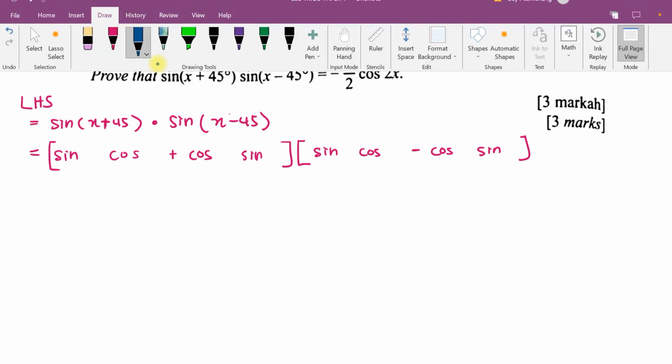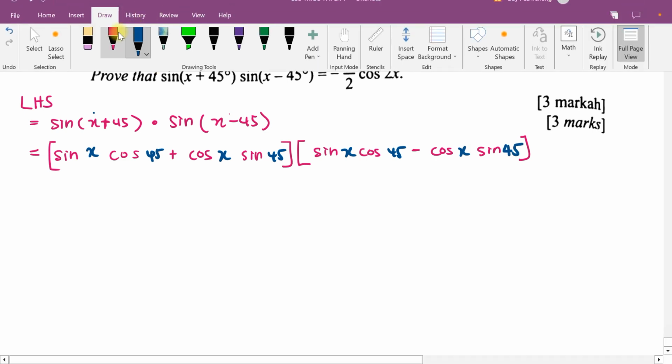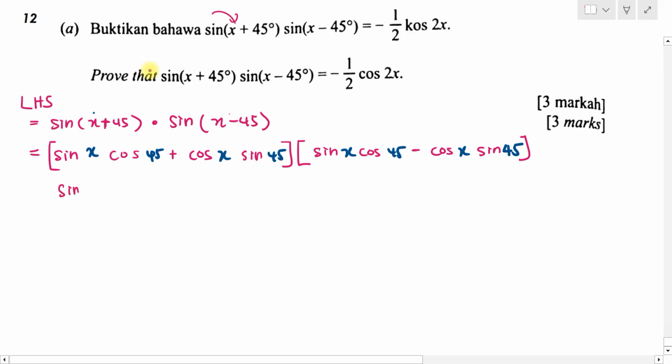So, how to fill up? Just fill up your x first. So x, 45, x, 45, x, 45, x, 45. Sin 45, actually you can use your calculator and solve. Sin x we don't know, so we put sin x first. Cos 45, what is it? Cos 45 and sin 45 should be the same. In your calculator you get square root 2 over 2. You can also write square root 2 over 2 as 1 over square root 2. Up to you.